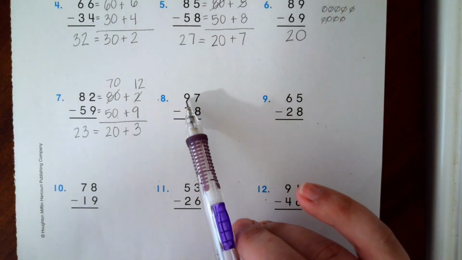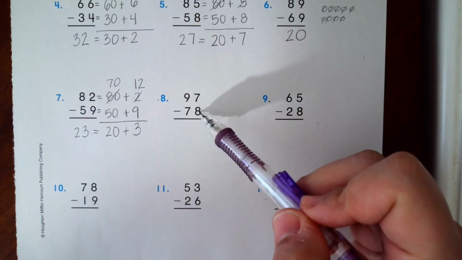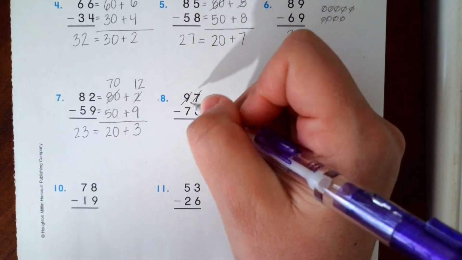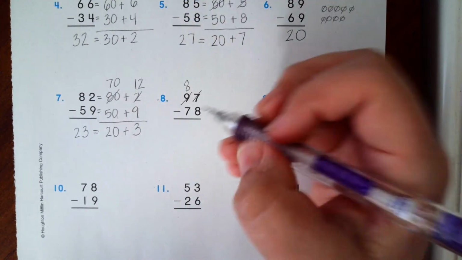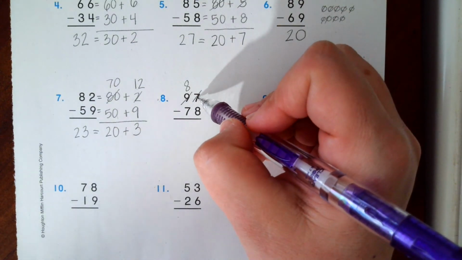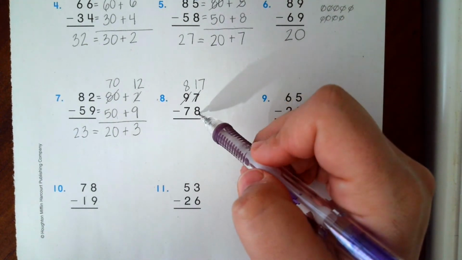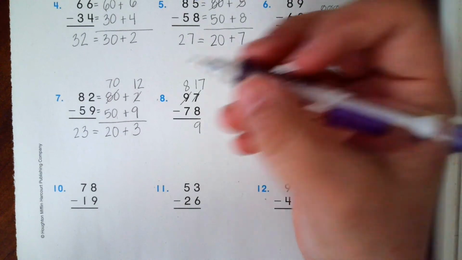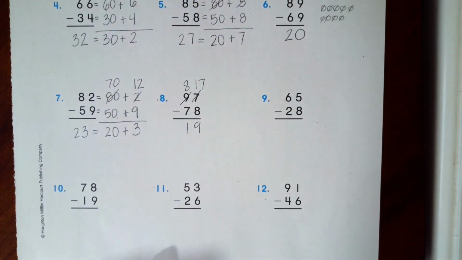So number 8 says 97 minus 78. I have to ask myself, can I subtract 7 from 8? The answer is no. So I'm going to go next door, cross off the 9, change it to an 8, and bring back 10. I had 7. When I bring back 10, now I have 17. 17 minus 8 is 9. 8 minus 7 is 1. So an answer of 19.